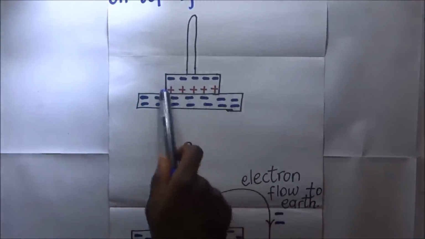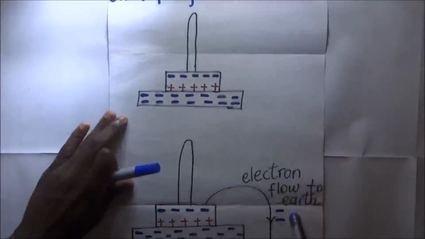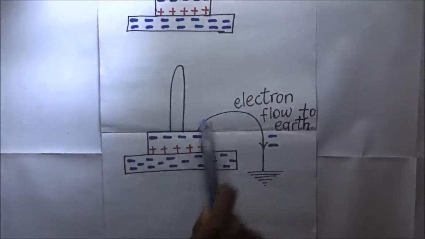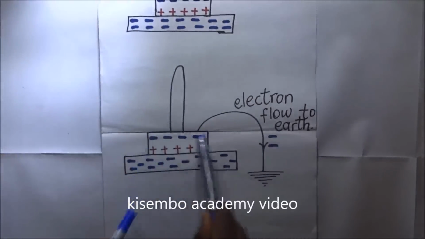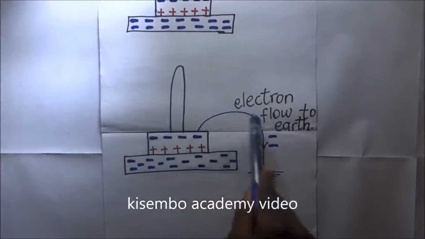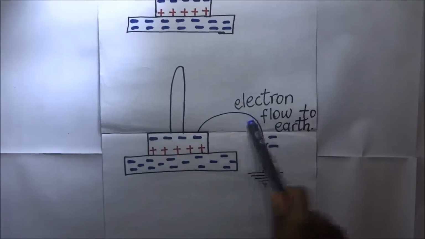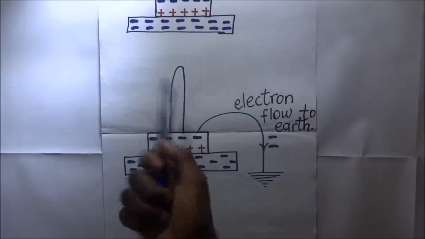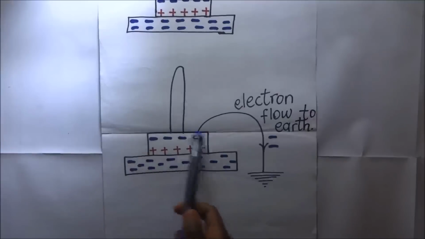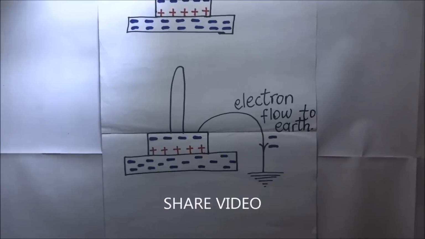remain predominantly here. So if we earth this metal disc, if we earth it or we ground it, it means that you're going to have these electrons flowing out of this metal disc into the earth. And so when we break this earthing and we remove this metal disc, you'll find that this will be predominantly positively charged, and in so doing we will have charged this metal disc.